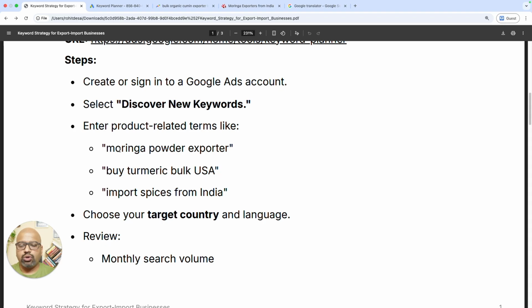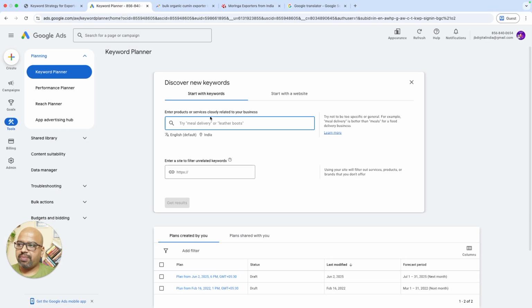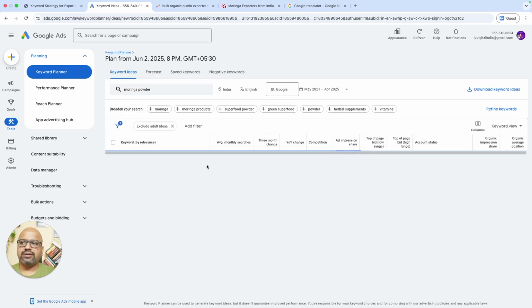So how do you get to know whether this keyword is searched, or whether there are any other keywords being used in this market, or what my post or my article should have? What I do here is, I'll take moringa powder, go to Keyword Planner, put it in here and get the results for it.